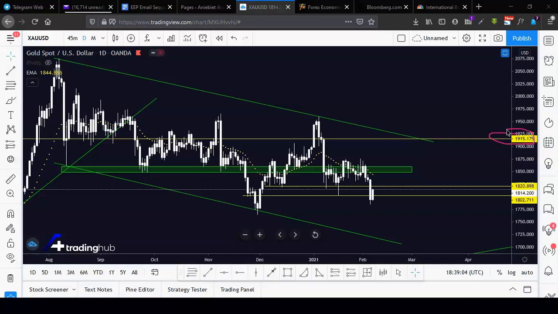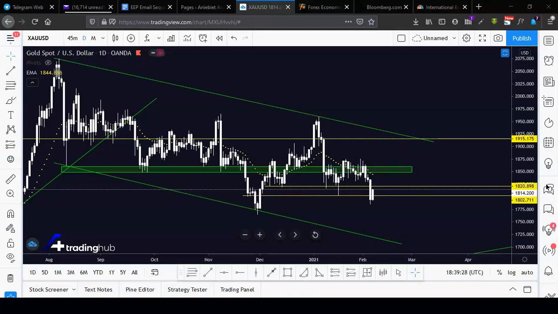So right now price is between 1820 and 1802. If you get rejections from here on the entry time frame, we are going to look for buying opportunities to this zone. Don't target here, here is too far. So target this zone. If you are going to buy from here, target this zone.